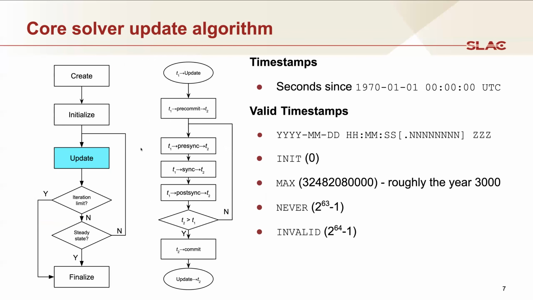Okay, so once initialization is complete, then we go into the main synchronization update. And so I'm going to go into some detail on how this works. So let me first point out some details about how timestamps are handled, because a lot of what's going on within the synchronization updates is really about calculating the next timestamp that's used for the update. So first of all, timestamps are all defined in seconds from 1970 UTC midnight.